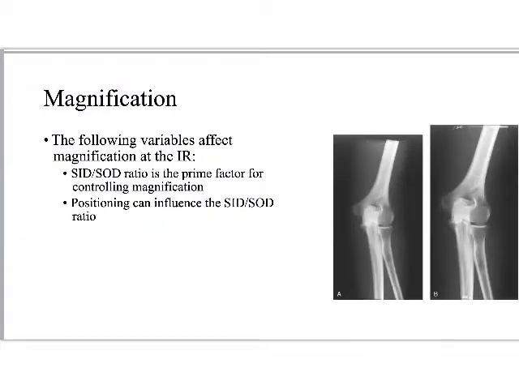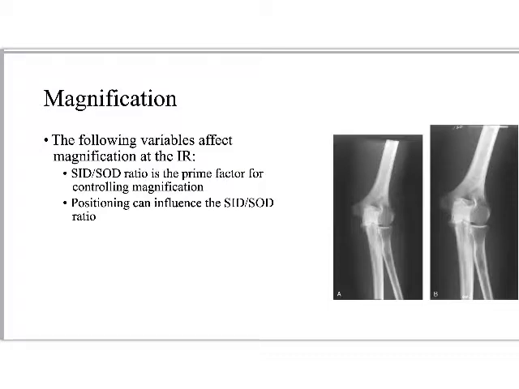Magnification. So now we are over on the end of pure geometry, right? We're just talking about geometrical factors and how they influence the picture. And so the ratio that we talk about is SID over SOD. This is the way that we control magnification. We increase our SID and decrease our OID, and so control the amount of magnification.